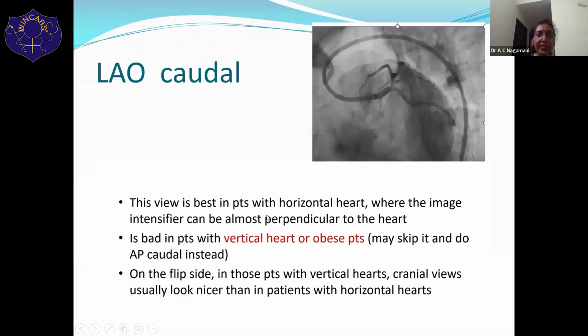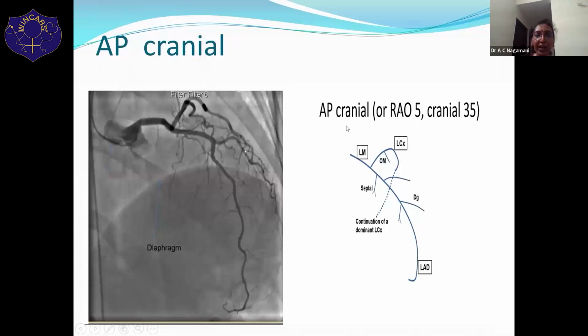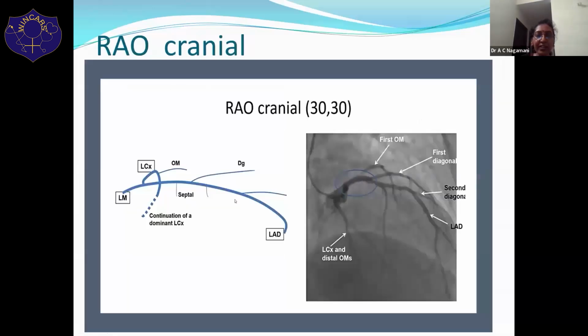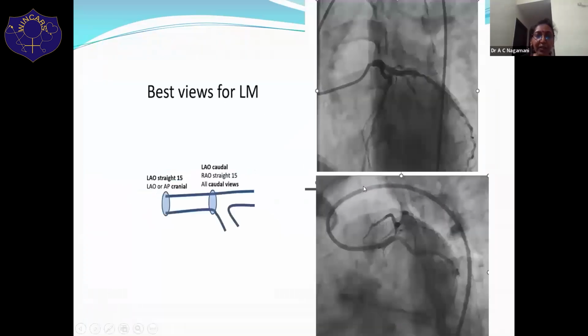And this view is best in patients with a horizontal heart, but is bad in patients who have a vertical heart. The epicranial view is the best for the LAD, where you can see the mid LAD and the distal LAD, but the LCX is not clearly seen. RAO cranial is similar to PA cranial, but you can clearly see the proximal LAD and the diagonal branches.